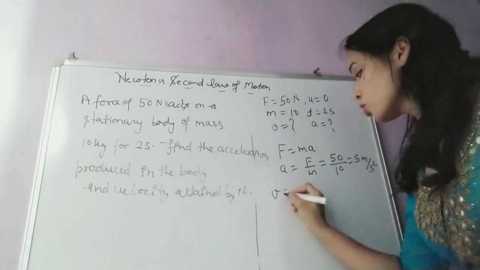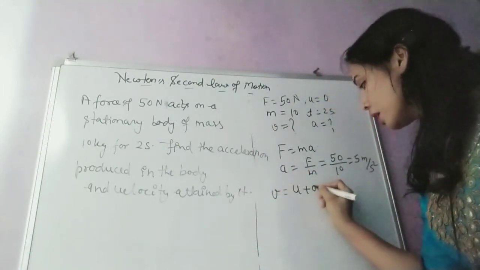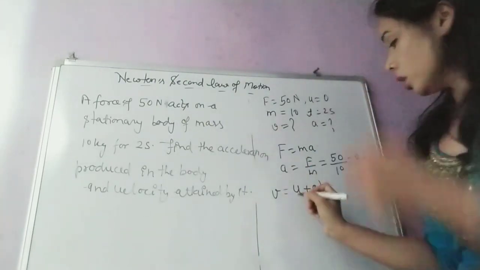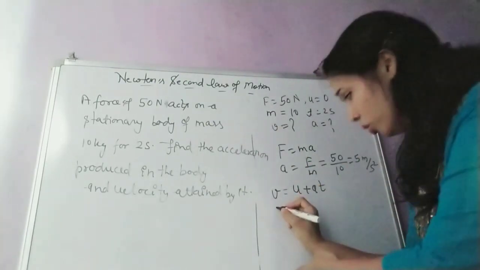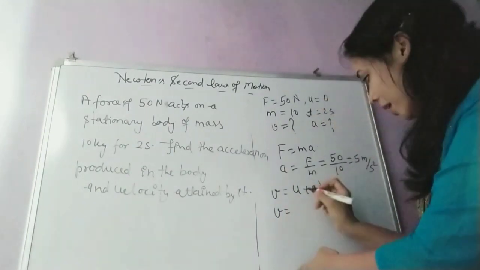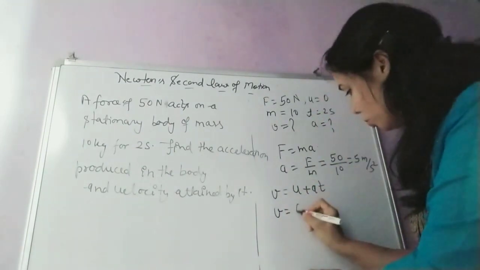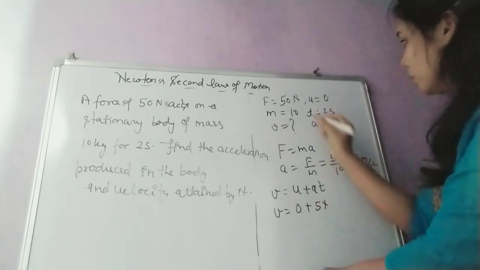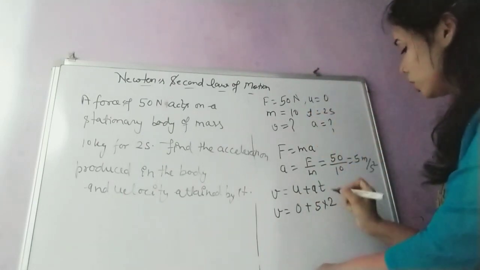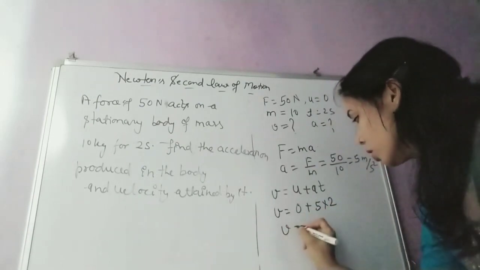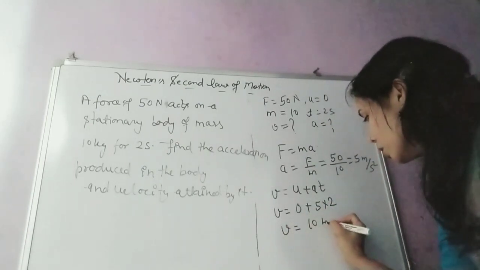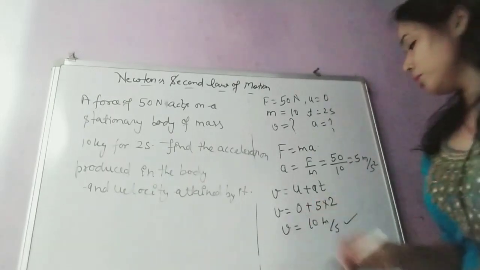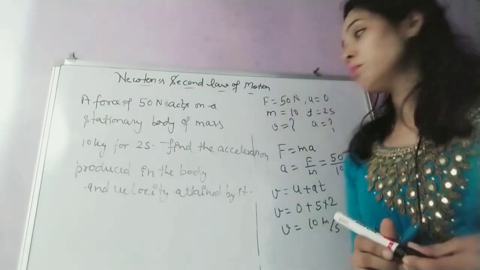So v equals u plus at. The first equation, v equals u plus at. So what is v? You will find out. And what is u? u is 0 plus a is 5 into time t is 2 seconds. So v equals how much? 10 meter per second. So velocity you found, v equals 10 meter per second.